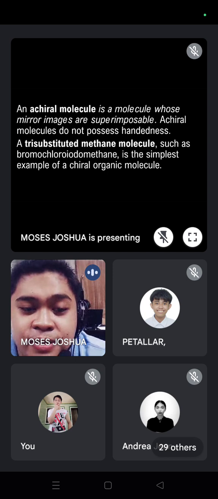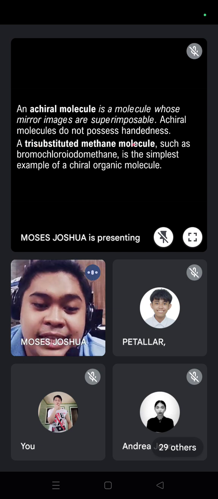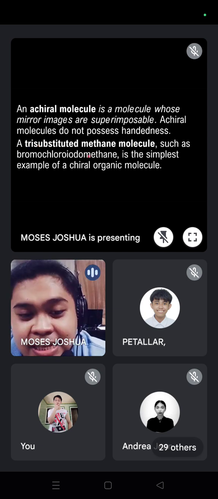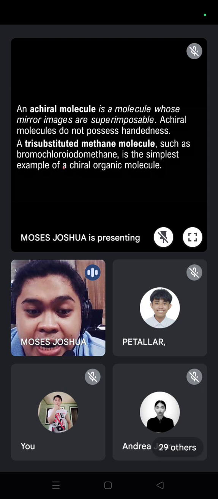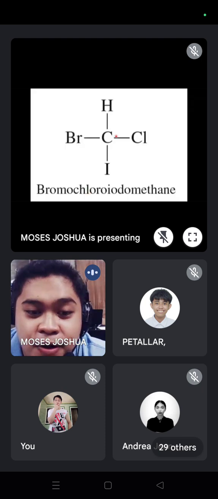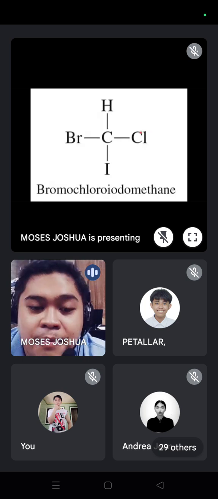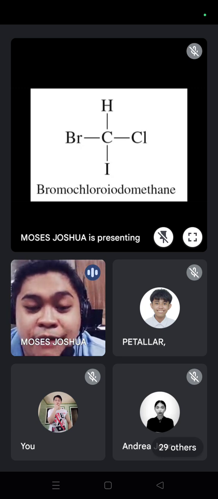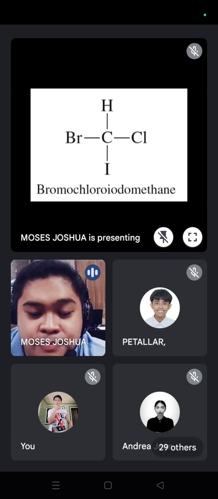So achiral molecules do not possess handedness, and a tri-substituted methane molecule such as bromochloroiodomethane is the simplest example of a chiral organic molecule. So again, we have carbon here connected to a hydrogen atom, a chlorine atom, an iodine atom, and a bromine atom. And when we name that compound, usually we follow alphabetical order. So we have here the bromine. That's why we started with bromo, chloro, iodo, then methane.